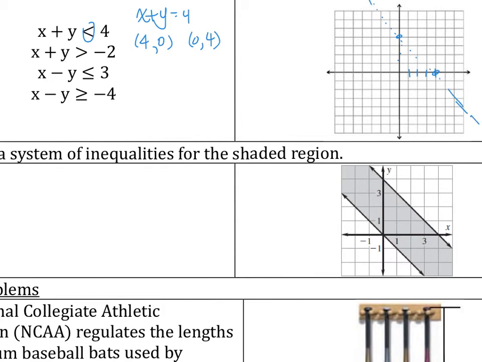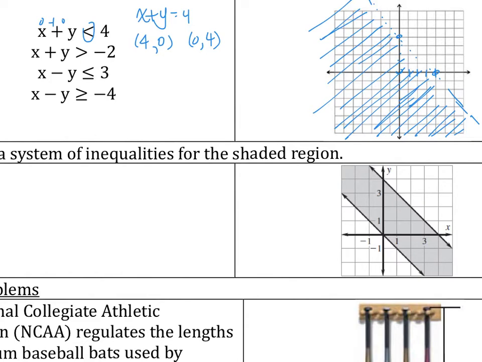Okay, and then we're going to have to do a 0, 0 test. 0 plus 0 is less than 4, so we need to include 0 and shade in the left-hand side. It's half plane.